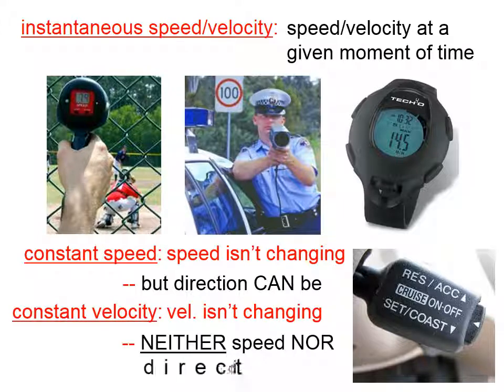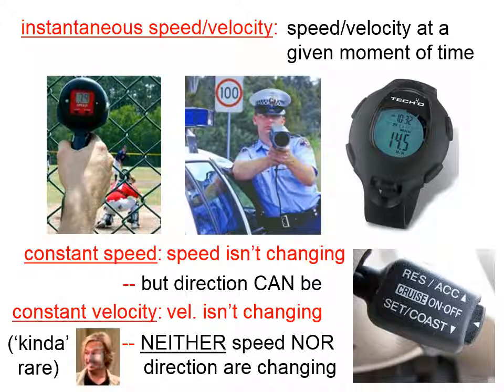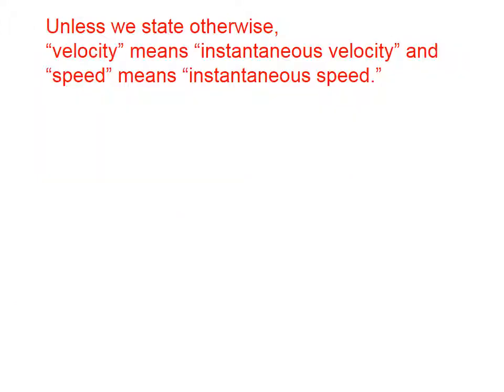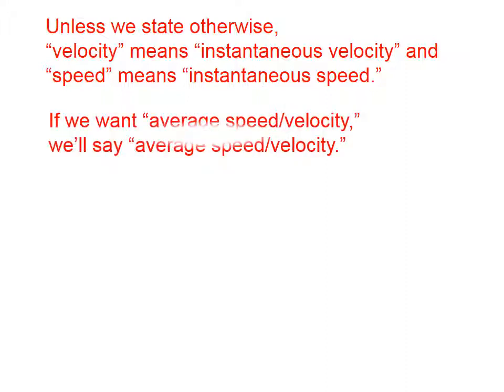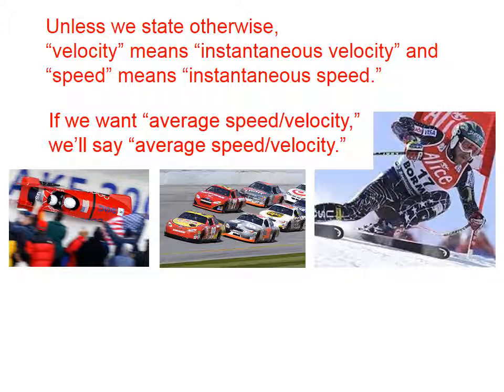Constant velocity means that the velocity isn't changing. Neither speed nor direction are changing. And as Russell would say, that is kinda rare in the real world. Unless we state otherwise, velocity means instantaneous velocity, and speed means instantaneous speed. If we want average speed or velocity, we'll say average speed or velocity.